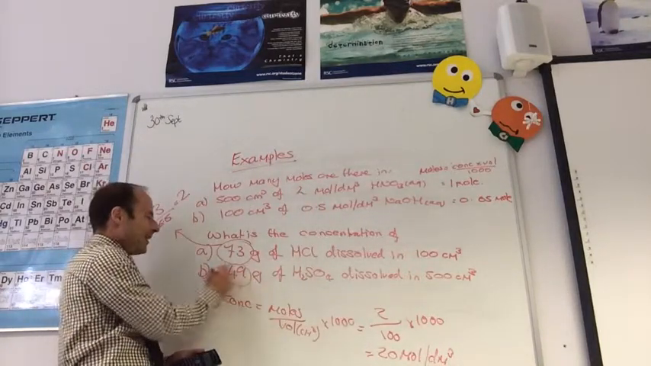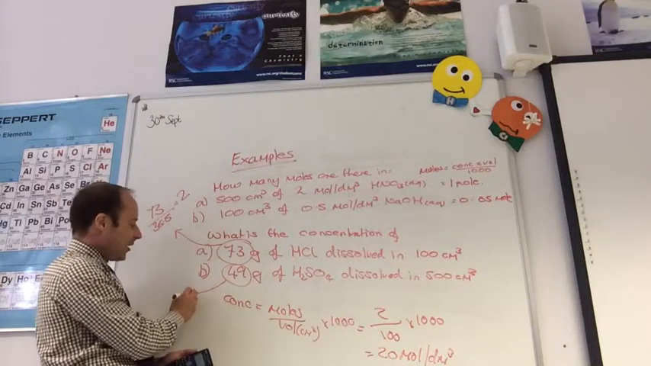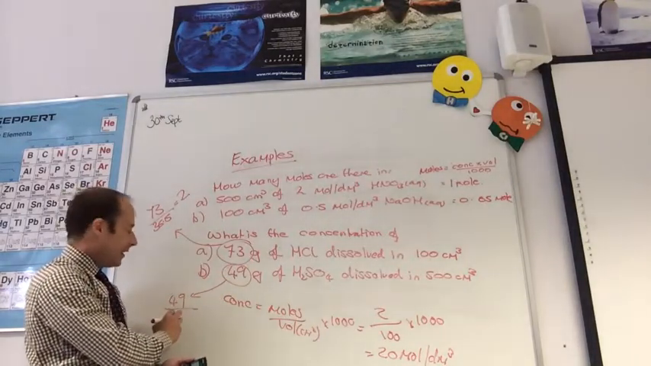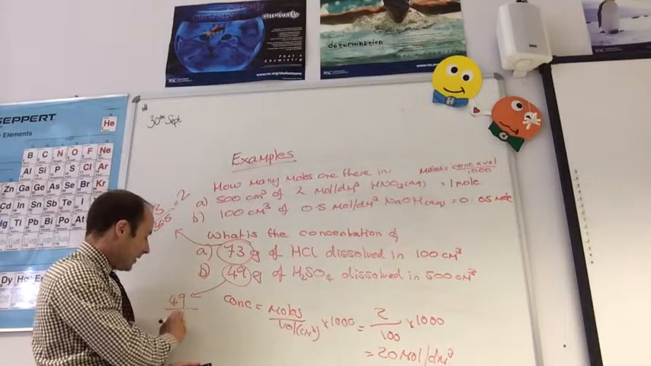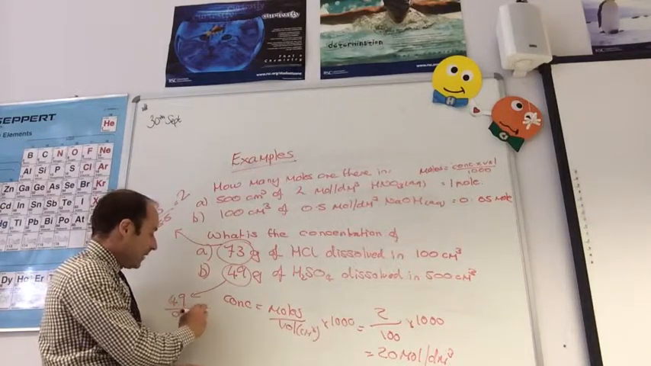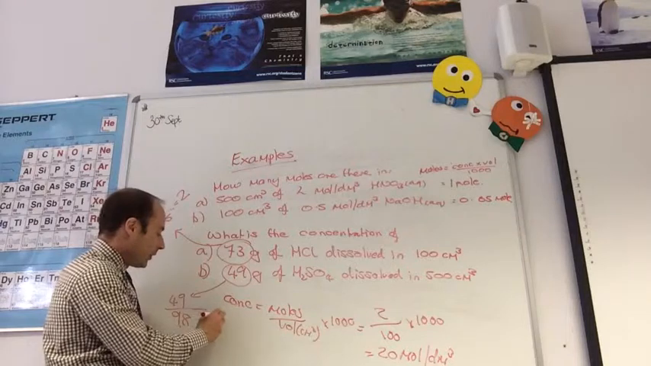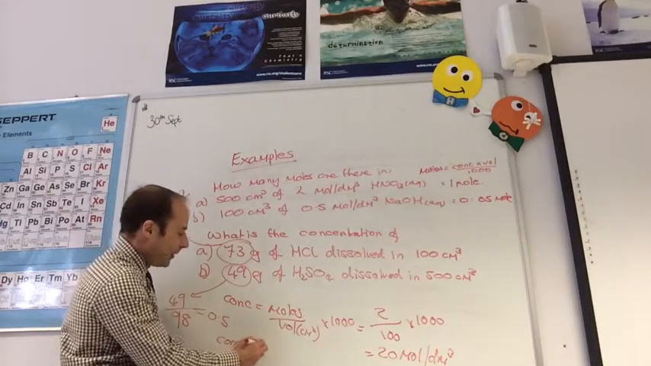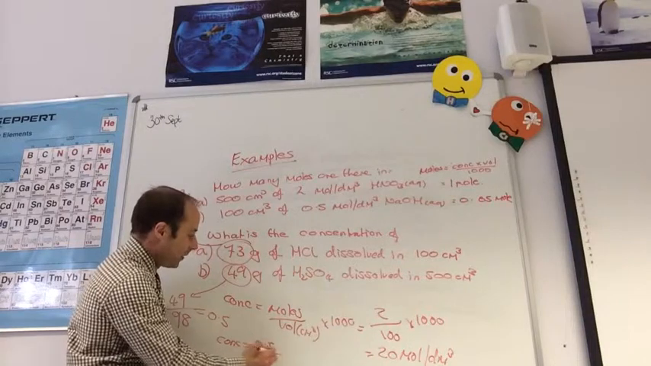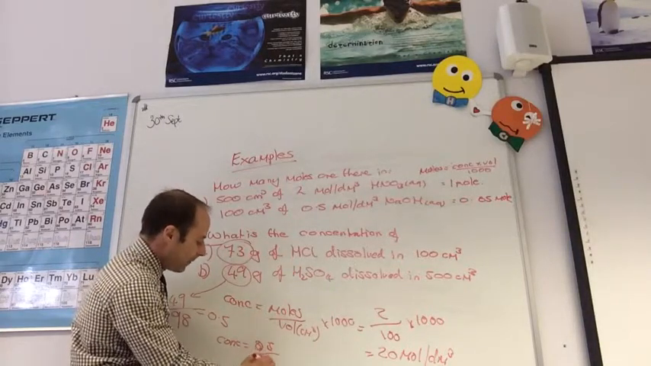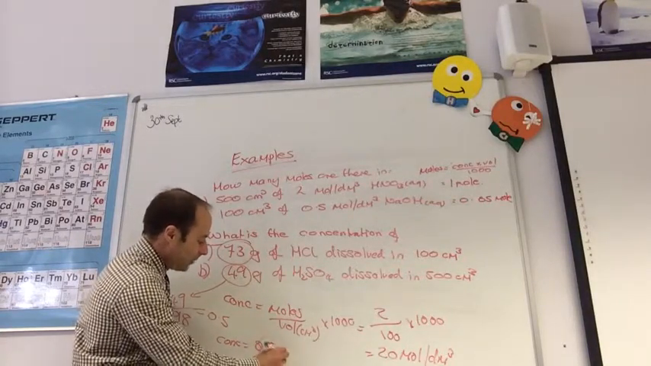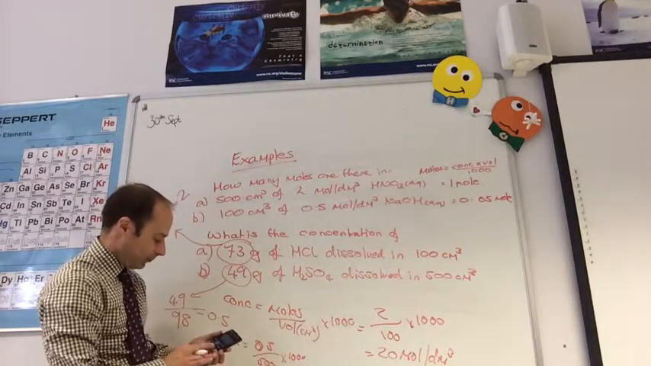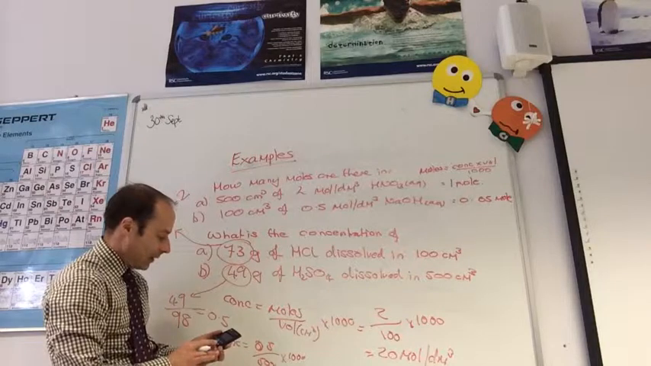And this one, 49 grams. The molar mass of sulfuric acid is 98. So that equals 0.5. So my concentration is 0.5 divided by 500 times by 1,000. And that comes to 1.